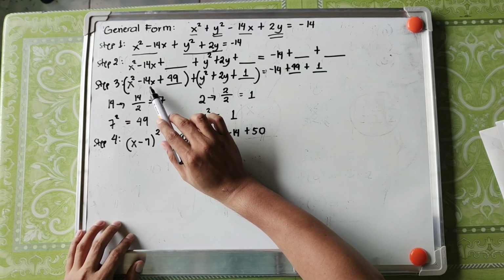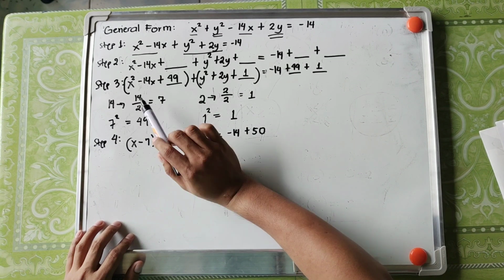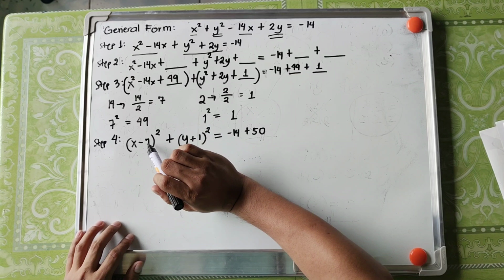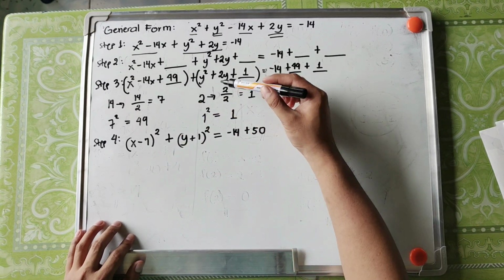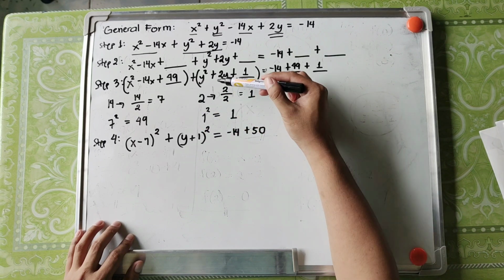We have to focus on the second term. Ano yung second term natin? Is 14. Ano yung sign ni 14? Negative. So we use the negative. Ano yung half ni 14? 7. Ilapit ng 7. So square. Ano yung variable dito? Y. Lagyan natin yung Y. Ginamit natin yung Y.